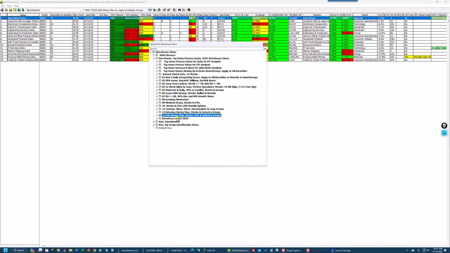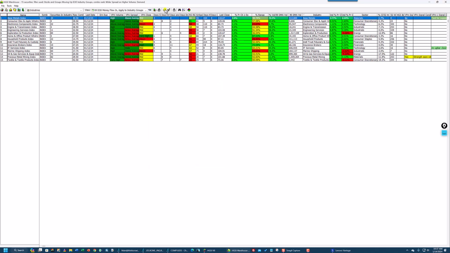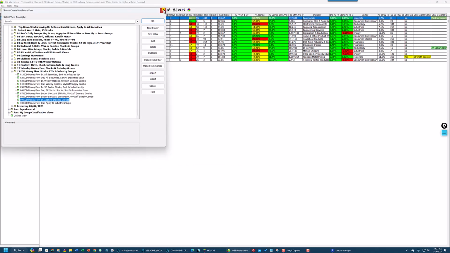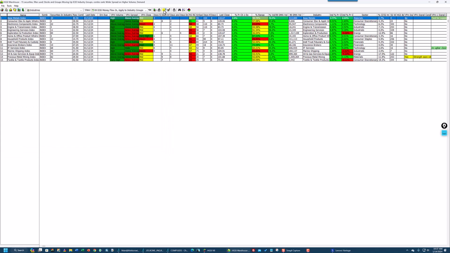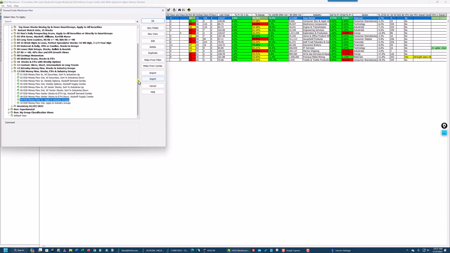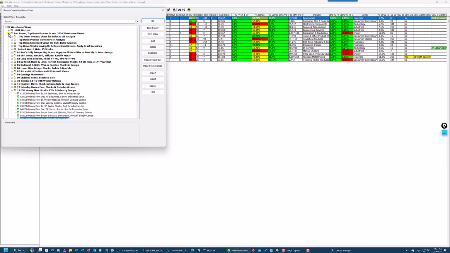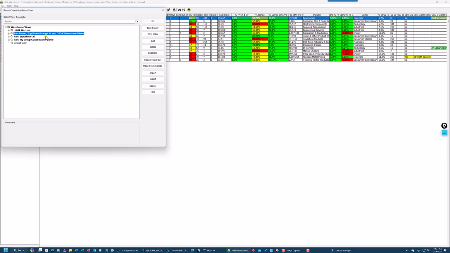But first you have to delete what is currently there. And the easiest way to do this is just to go to the Choose Create view and locate the folder Ron Brown Top-Down Process Scans 2024 Warehouse Views. I want you to go ahead and delete that.